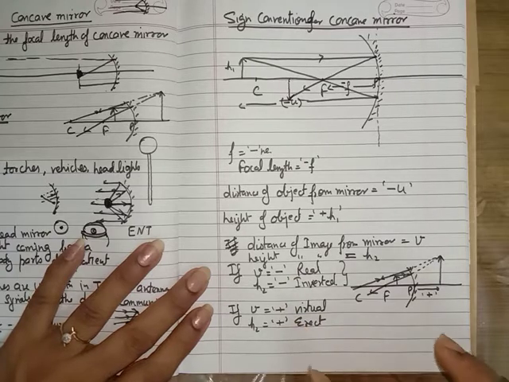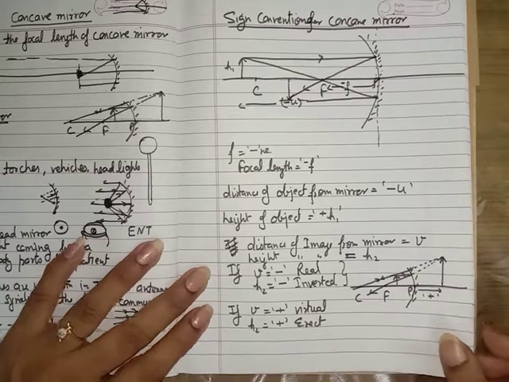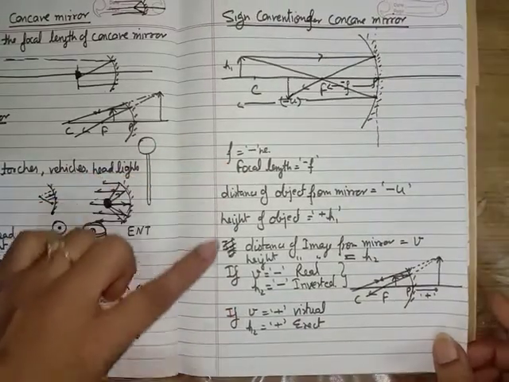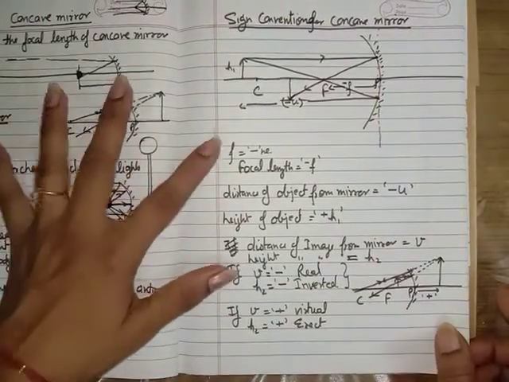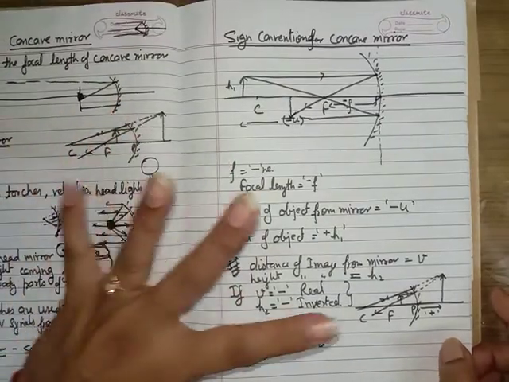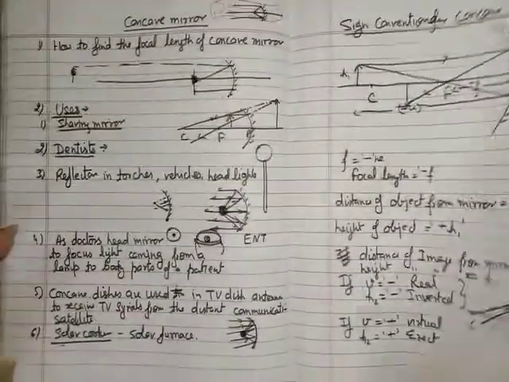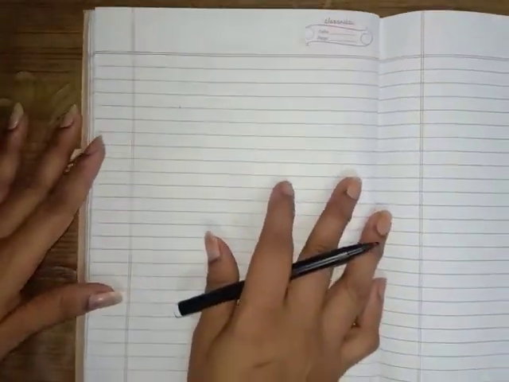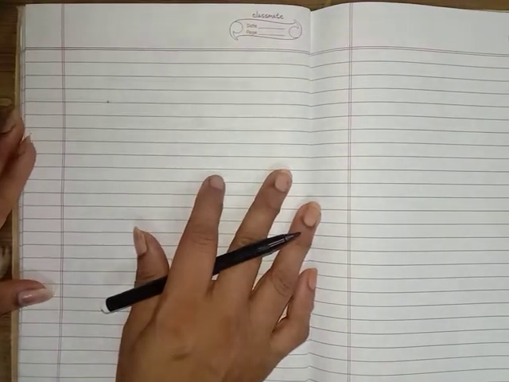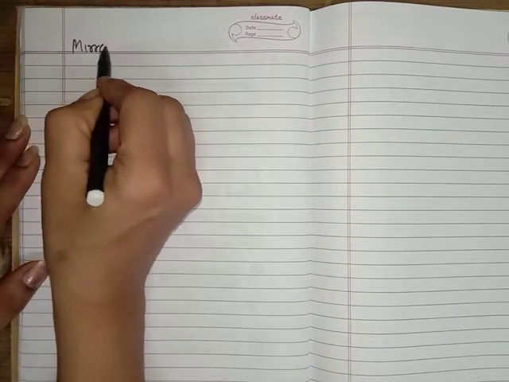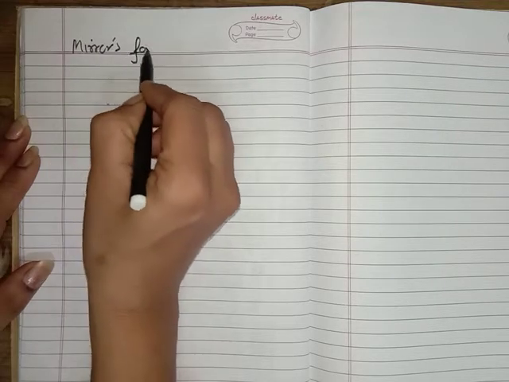This is about the sign convention of the concave mirror. And where we use this sign, actually we use the sign in numericals of the concave mirror as well as the convex mirror. But first of all, we are reading about the concave mirror. Now you should write the mirror formula. Okay, I have to adjust my copy here. Mirror formula.